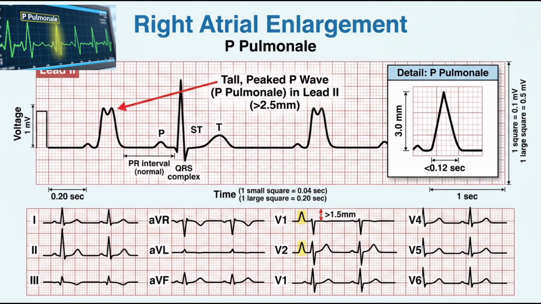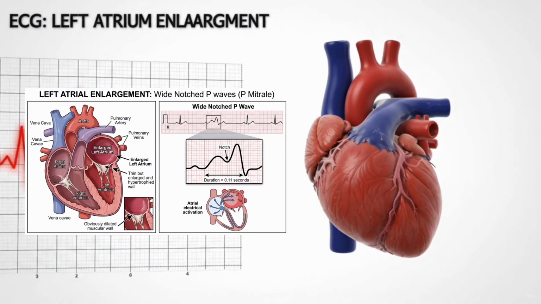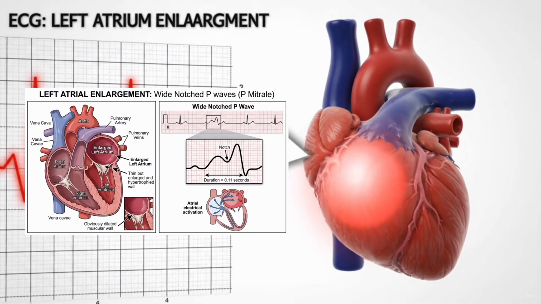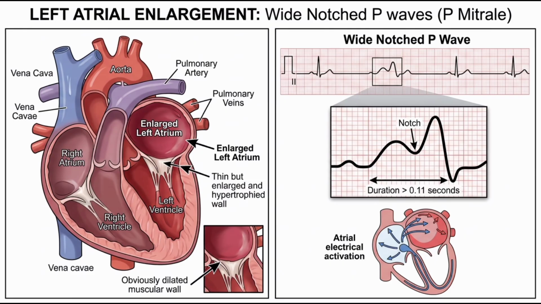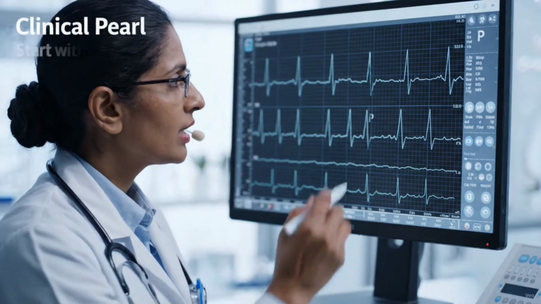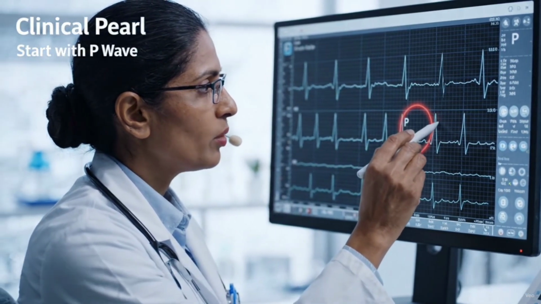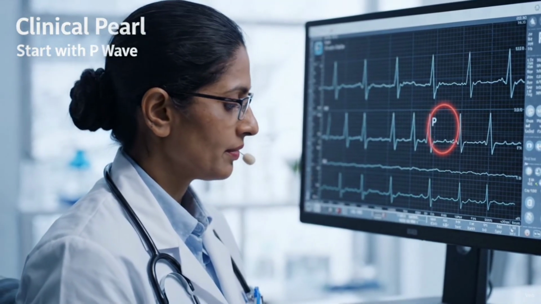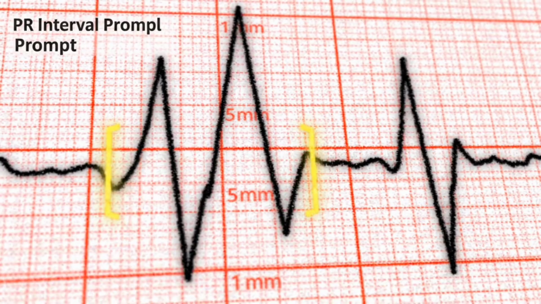If there are tall peaked P waves present in the ECG, it may suggest right atrial enlargement. The presence of broad notched P waves in the ECG may indicate left atrial enlargement. Careful evaluation of the P wave in the ECG always provides valuable information about atrial activity. After the P wave, the next important ECG component is the PR interval.